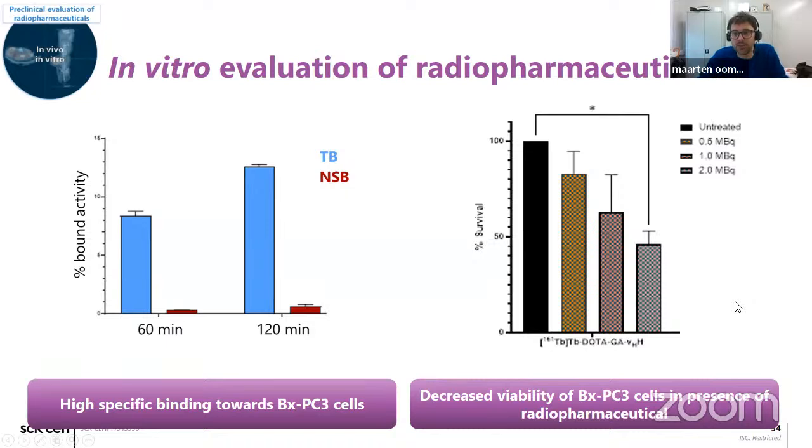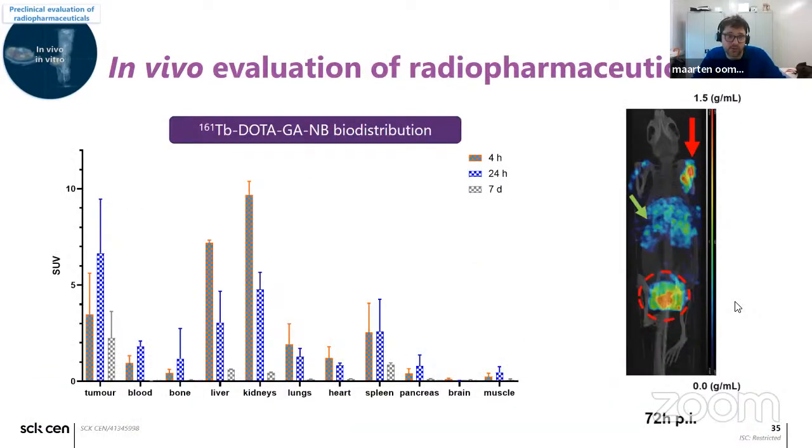We saw a decrease in viability, and also the colony formation was decreased. So we can really see a therapeutical effect. And then finally, we also did the same biodistribution where we injected the radiopharmaceutical in mice, and we can clearly see a high accumulation in the tumor, which is nice. Of course, you also see kidneys, as you also see with other biomolecules. So that could, in the end, prove troublesome for the dosimetry, but it's something we need to figure out.